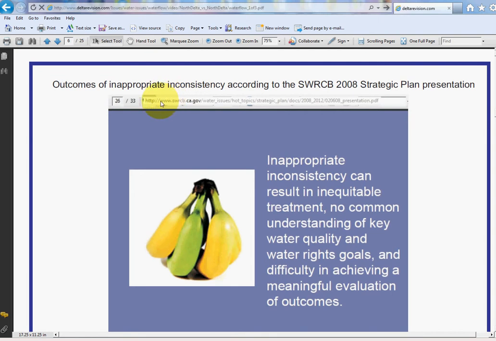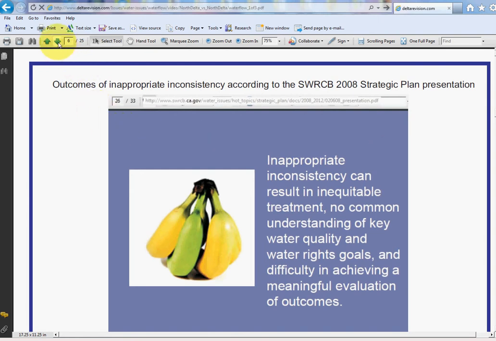This is the Water Boards, and it was a presentation, and it said, inappropriate inconsistency can result in inequitable treatment, no common understanding of key water quality and water rights goals, and difficulty in achieving a meaningful evaluation of outcomes. Well, what you'll find is since 2004, and maybe just a little bit earlier, there has been inappropriate inconsistency in how water flow and water exports are being reported.